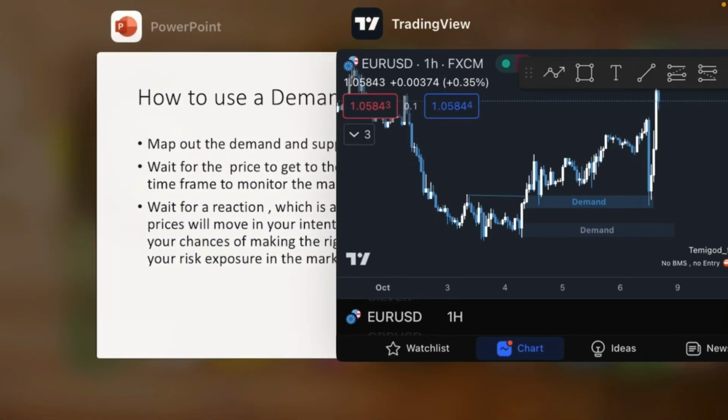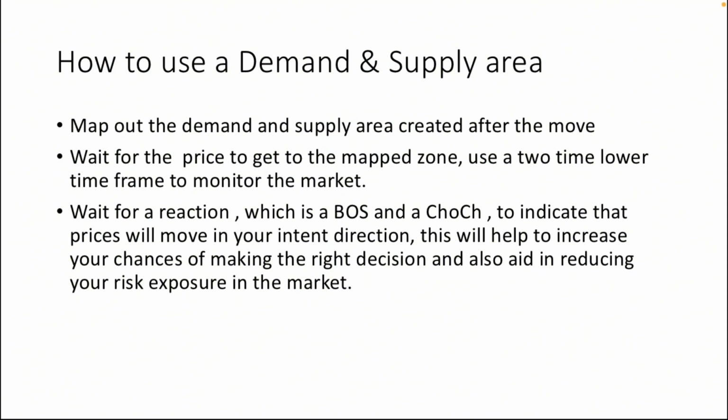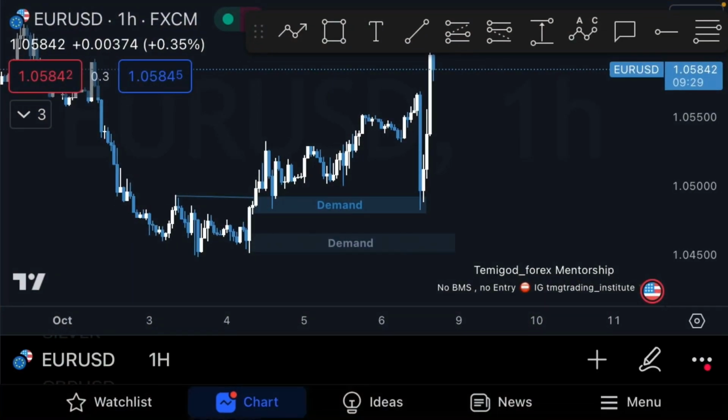Okay, so the next thing, we wait for prices to get to the mapped zone and use a 2-time lower time frame to monitor the market. This is a mistake a lot of people make. They want to take all supply and demand zones aggressively, which is absolutely wrong. Okay, you are doing it the wrong way.